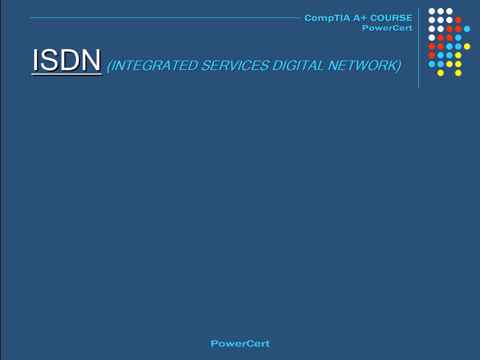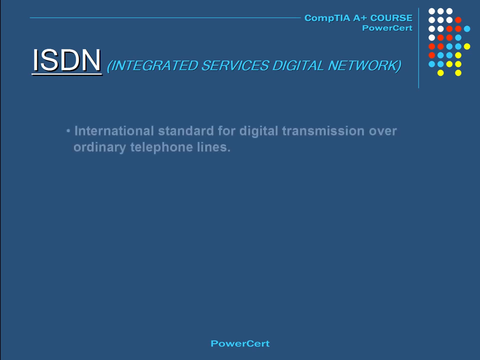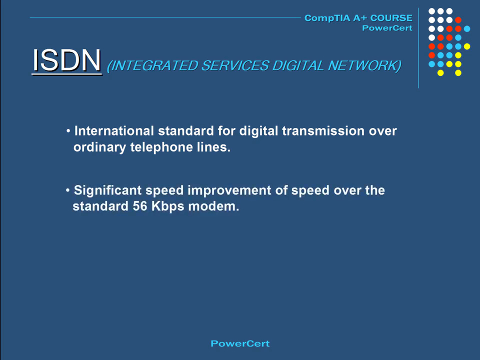ISDN stands for Integrated Services Digital Network. This is an international standard for digital transmission over ordinary telephone lines. In order to use ISDN, users had to install ISDN modems. This was a significant improvement of speed over the standard modem, because a standard modem sends data at a maximum speed of 56 kbps. But ISDN sends data at 128 kbps. But ISDN never really caught on because of the faster speeds of DSL and cable.